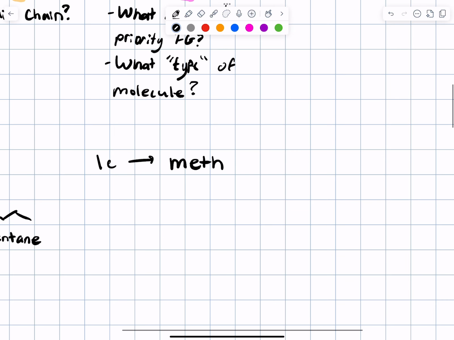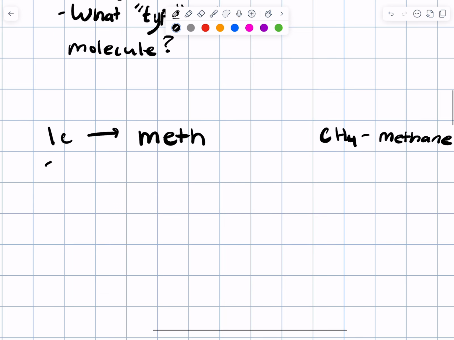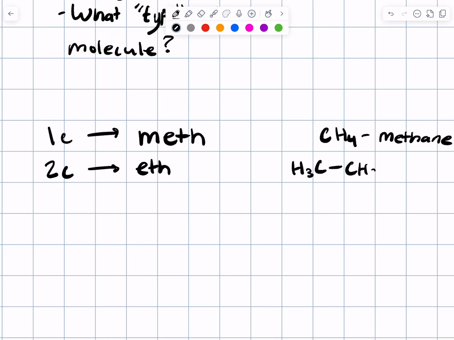So an example molecule of that would be CH4 as methane. So we all know methane, I'm sure, well acquainted with it. If we have 2 carbons, that's going to use the prefix eth. An example molecule of that is CH3CH3, which is ethane.